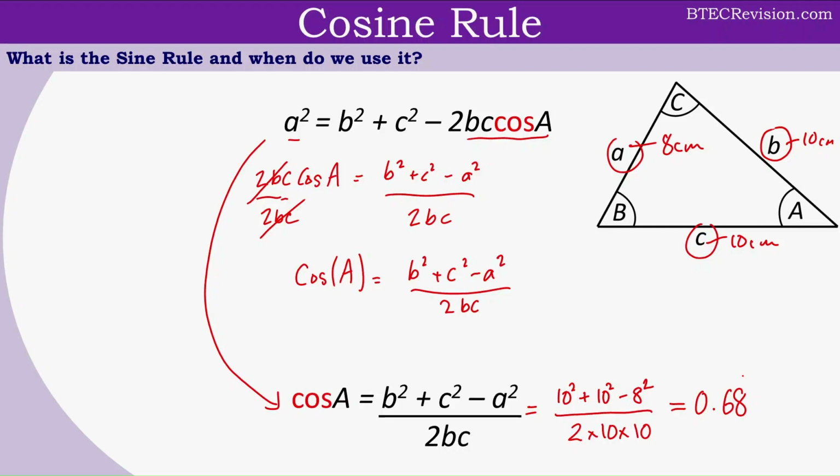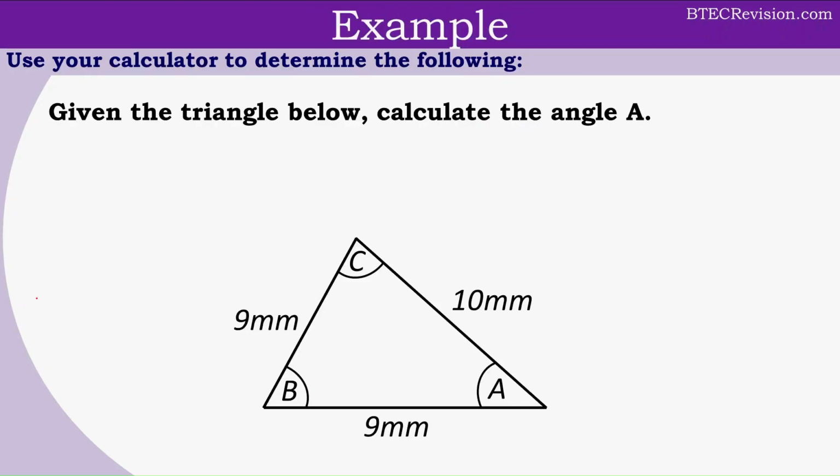So we will need to take the inverse cos of 0.68 to work out the angle. Now, depending on what mode you set the unit in your calculator, if we use degrees, we will get A is equal to 47.1 degrees. Now, pause the video here and attempt this question.